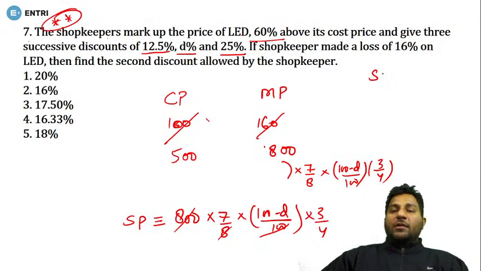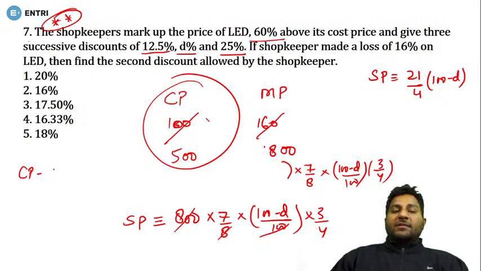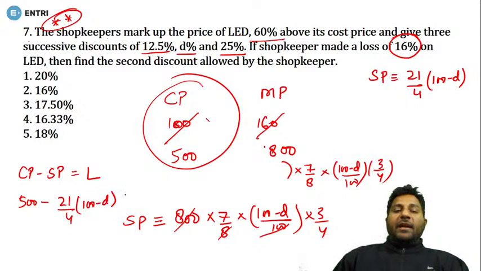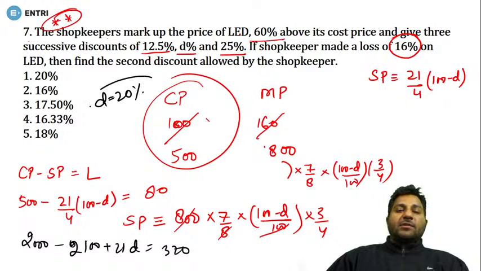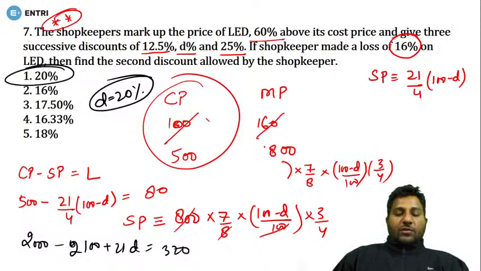Okay, the selling price we have got is what? 21 by 4, 100 minus d. Okay, 21 by 4, 100 minus d, and cost price is what? CP minus SP is equal to loss. So loss is overall 16%, which means from 500 we will subtract 21 by 4, 100 minus d, and it must be equal to 16% of cost price, that is 80. All right, so let's find out the answer. 2000, if we multiply the whole equation by 4, 2100 plus 21d equals to what? 320. Okay, now when you solve this, you will get the value of d as 20%. Okay, so that's how you need to solve such questions.